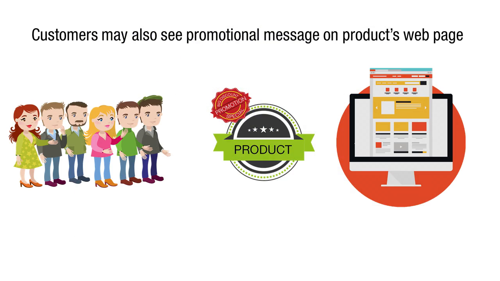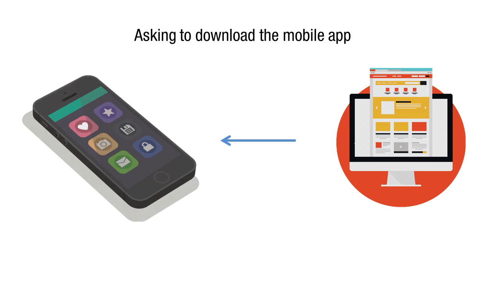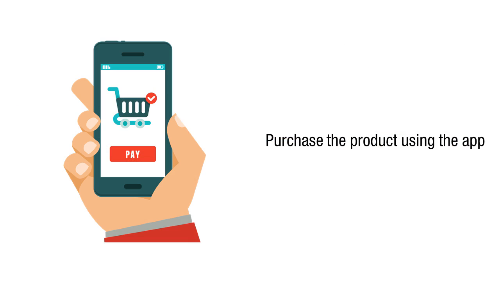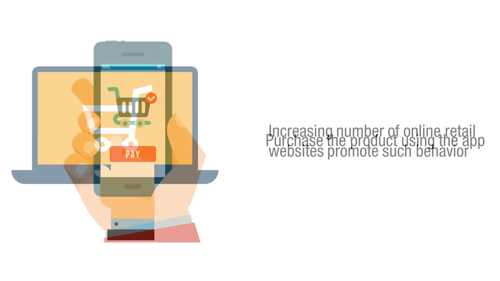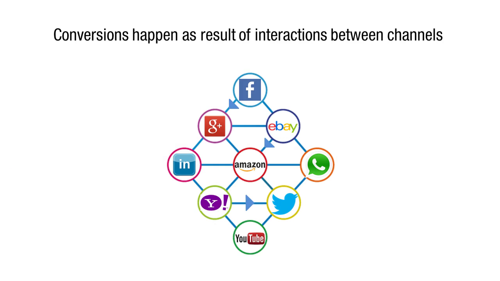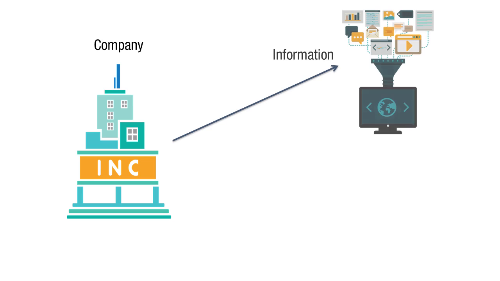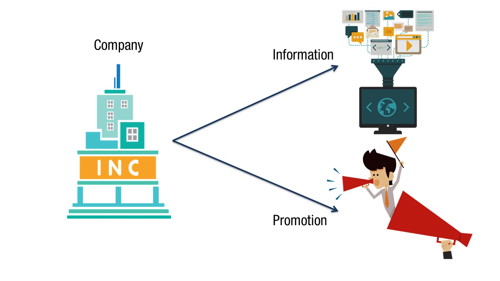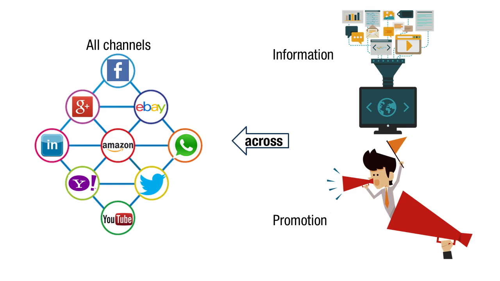Customers may also see a promotional message on the product's web page, asking them to download the mobile app and purchase the product using the app. An increasing number of online retail websites promote such behavior. In both of these cases, conversions happen as a result of interactions between channels. Therefore, it's very important for a company to have consistent information and promotional messages across all channels.